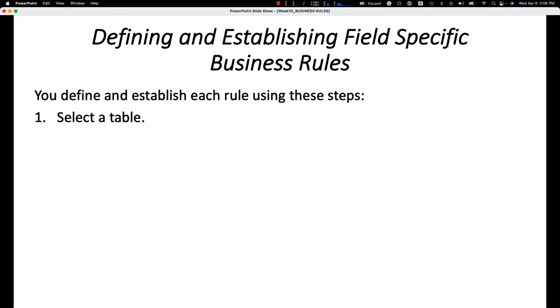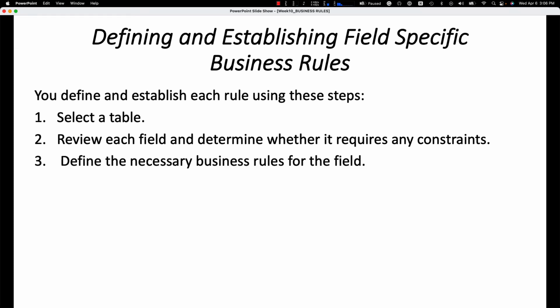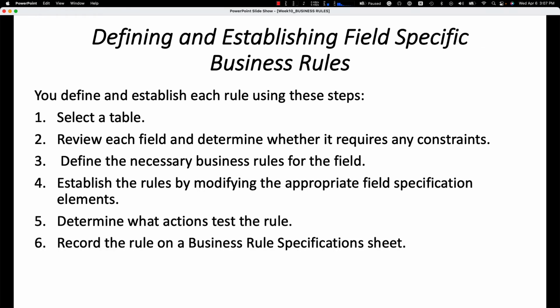So the steps are: select a table, review each field and determine whether it requires any constraints, define the necessary business rules for that field, establish the rules by modifying the appropriate field specification elements, determine what actions test the rule, and record the rule on a business specification sheet.